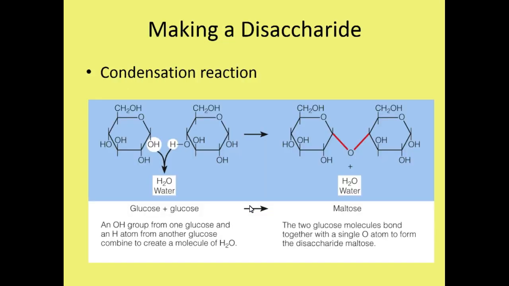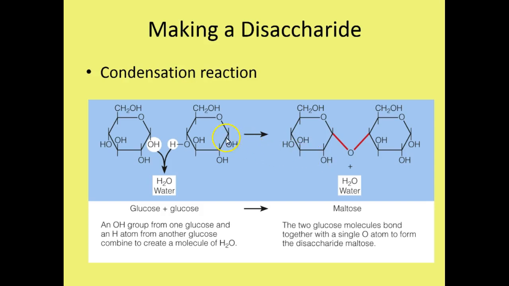Now, how do we make a disaccharide? A disaccharide is made through a condensation reaction. There's two monosaccharides, and in order to link these monosaccharides together, we remove a hydroxyl group, or a hydroxyl group is simply an oxygen and a hydrogen bonded together. We remove a hydroxyl group from one monosaccharide and a hydrogen atom from another monosaccharide. By doing this, we're able to link two monosaccharides together by a bonded oxygen atom.